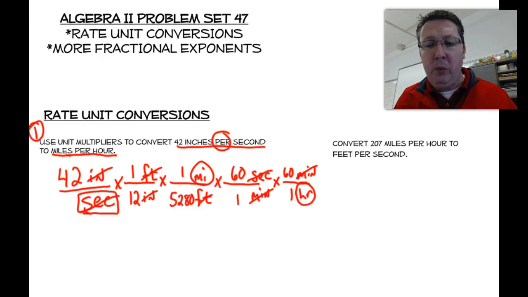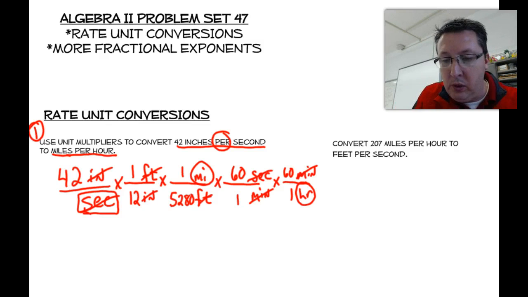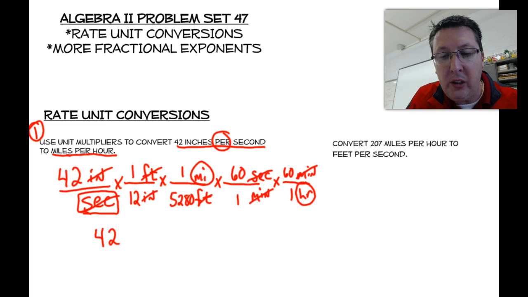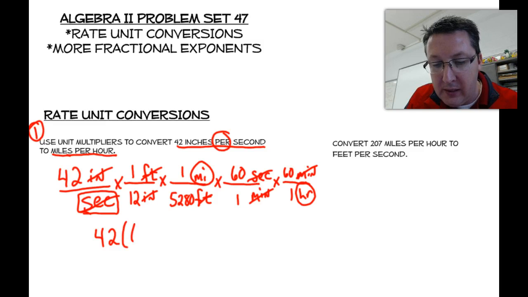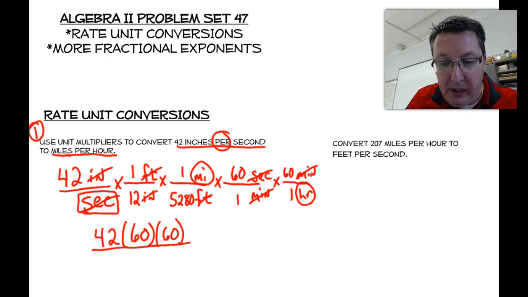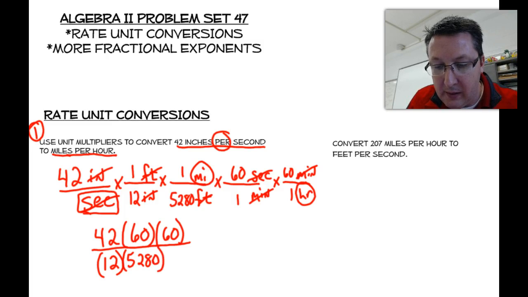So just like whenever we did these unit conversions earlier, we're going to multiply all this together, and I start with 42. Multiplying straight across, I have times 1 times 1. I don't really need the ones, but I have 42 times 60 times another 60. All of that is on top. Over, on the bottom, I have 12 times 5,280 times 1 times 1. And my final units were miles per hour.